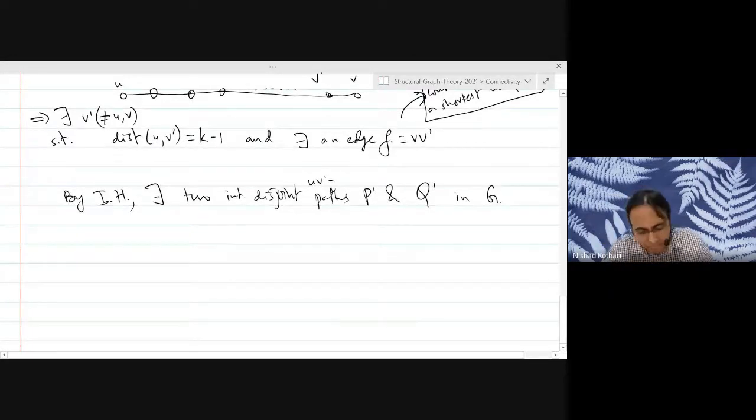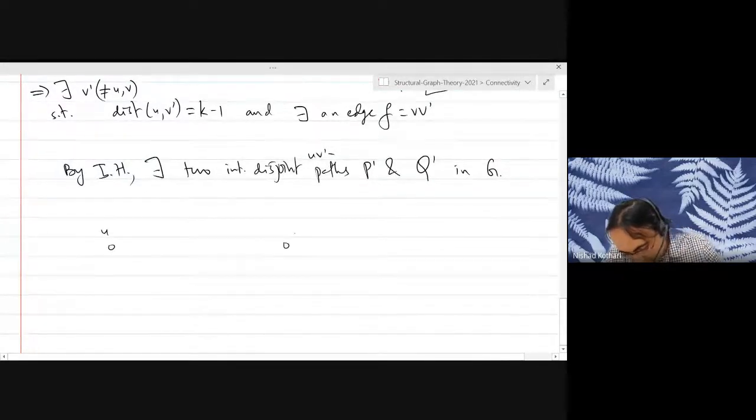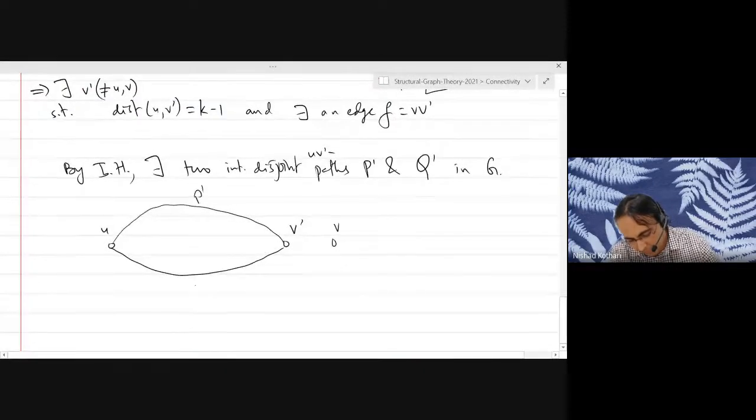Okay. So let's make a drawing. This is the vertex U, this is the vertex V prime, and this is the vertex V. And let's say your paths look like this. This is P prime and this is Q prime.